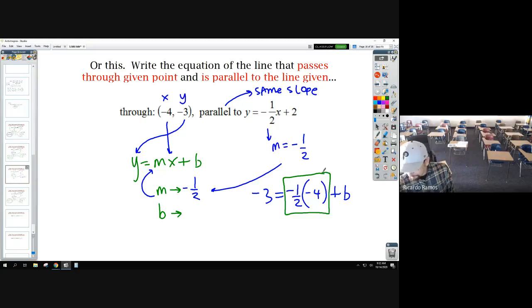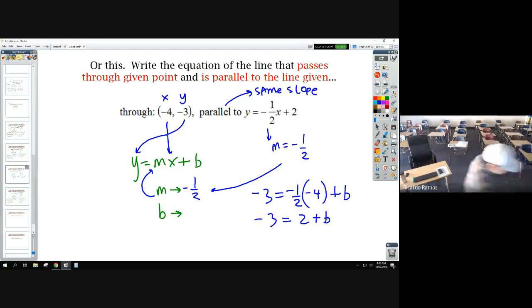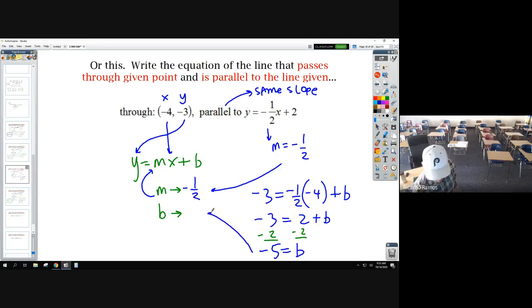Half of 4 is 2, but a negative times a negative is a positive. Keep in mind we got negatives there. Half of 4 is 2, so this is -3 equals 2 plus b. Yeah, I got -5 too, guys. Subtract 2. There's our y-intercept. And so our equation.